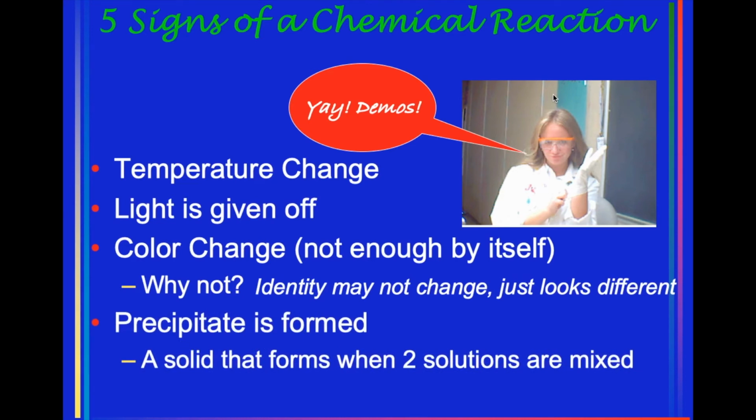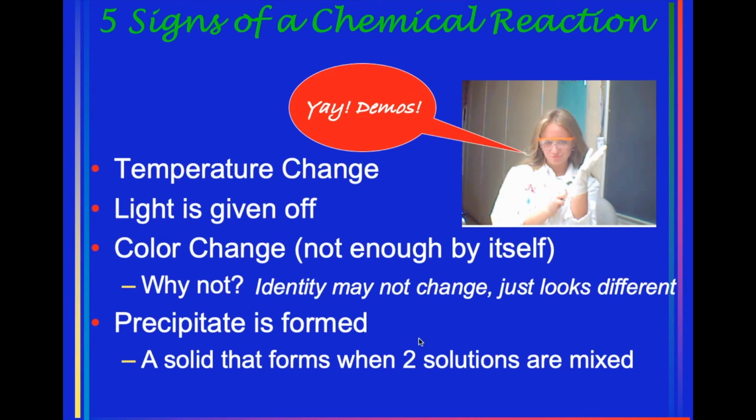A precipitate is formed. So remember, a precipitate is a solid that forms when 2 solutions are mixed. It's a very specific definition. It's not just seeing a solid present. So if there was a solid at the beginning and there's a different solid at the end, that's not a precipitate. Or if you boil off water, that's not a precipitate left behind if something was left behind.